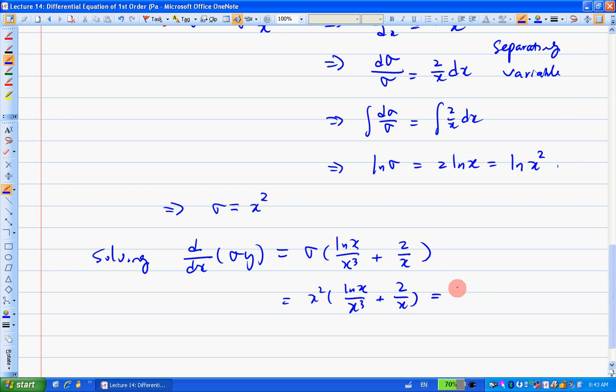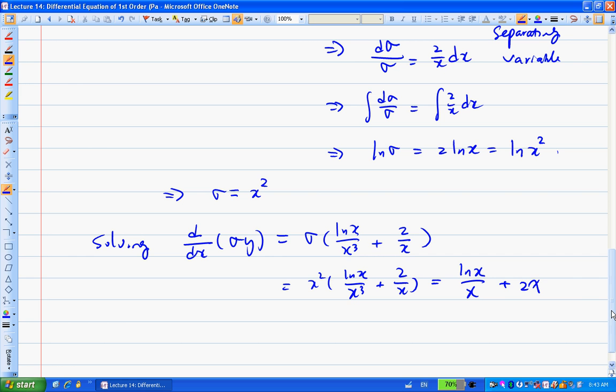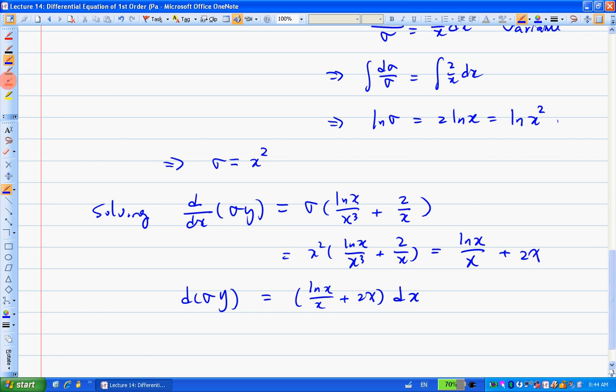So that's ln x over x plus 2 over 2x, that's 2x. And now we're ready to separate the variable and integrate. So multiply dx to this side here. We have d of sigma y equal to ln x over x plus 2x dx. And now you integrate.